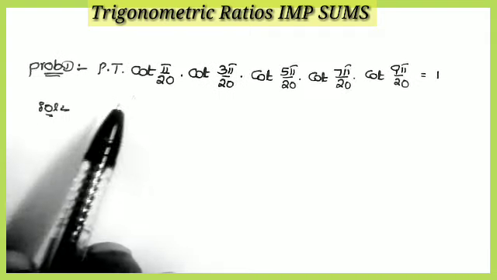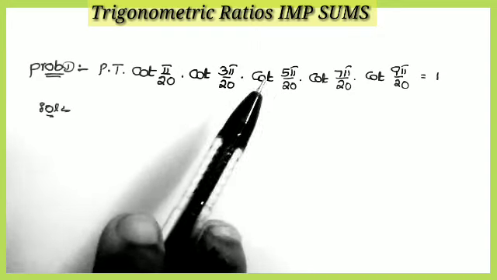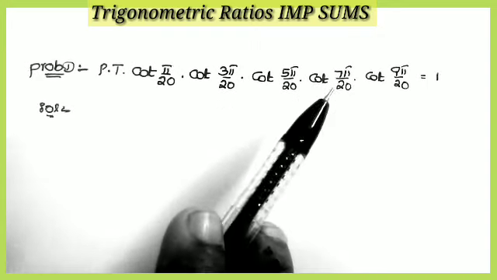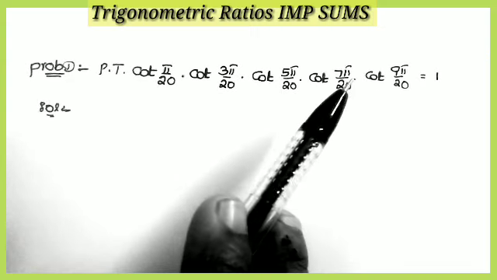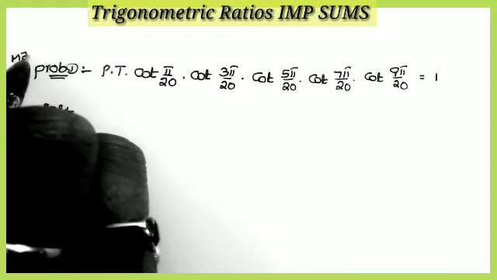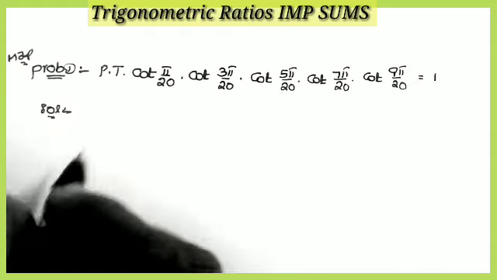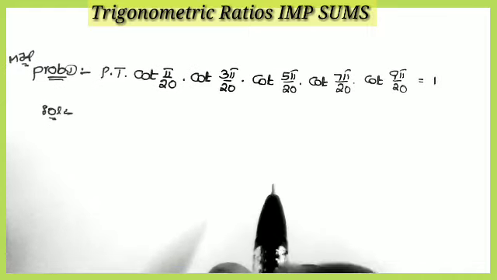The first problem: prove that cot pi by 20 into cot 3 pi by 20 into cot 5 pi by 20 into cot 7 pi by 20 into cot 9 pi by 20 is equal to 1. The most important math question, very important, most frequently repeating question. This is given. We have to show that this product value is equal to 1.